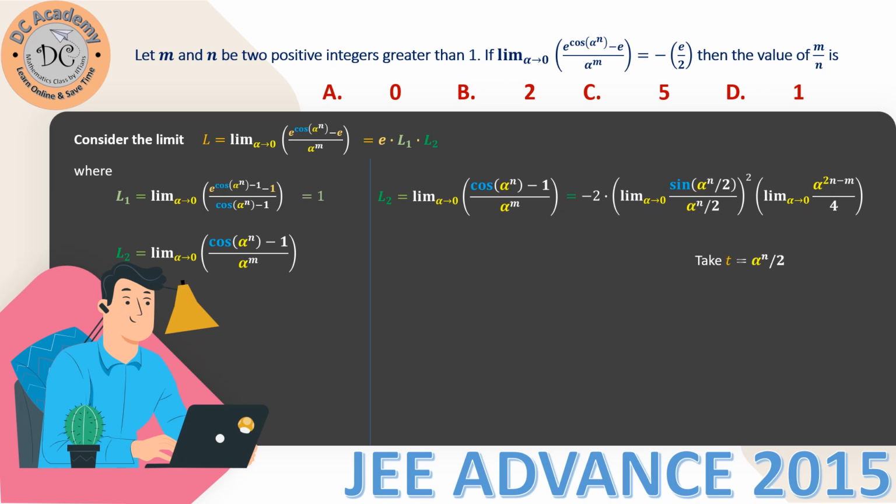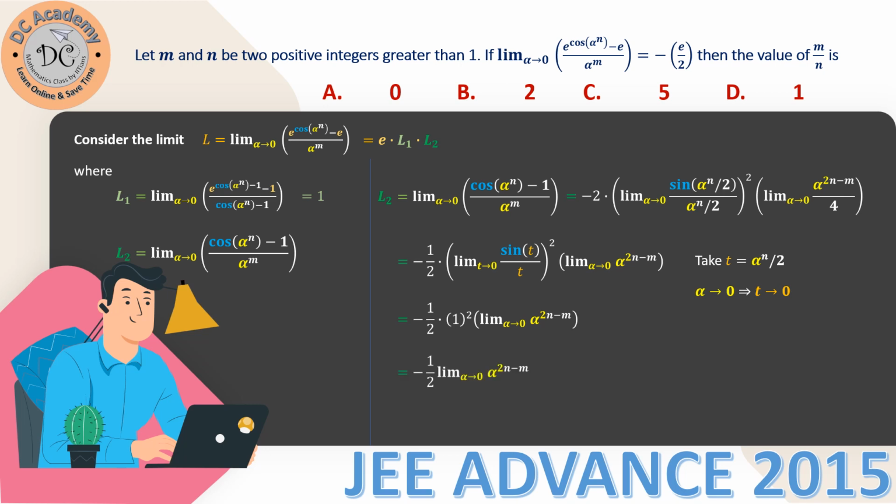First, we consider alpha n by 2 is equal to t. So therefore, if alpha tends to 0, t tends to 0. So the limit can be easily written as limit t tends to 0 of sine t by t whole square, into limit alpha tends to 0 of alpha to the power 2n minus m. Why? Because these are 4 and these 2 will be cancelled out. Now it will be equal to minus 1 by 2 limit alpha tends to 0 of 2 to the power n minus 1.